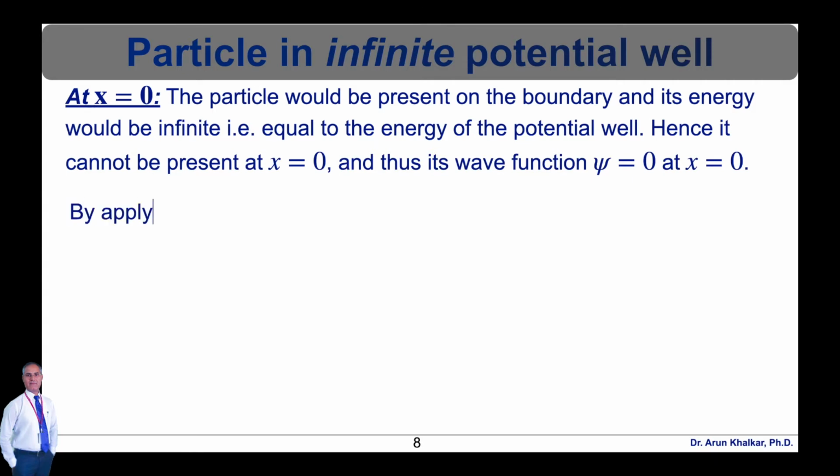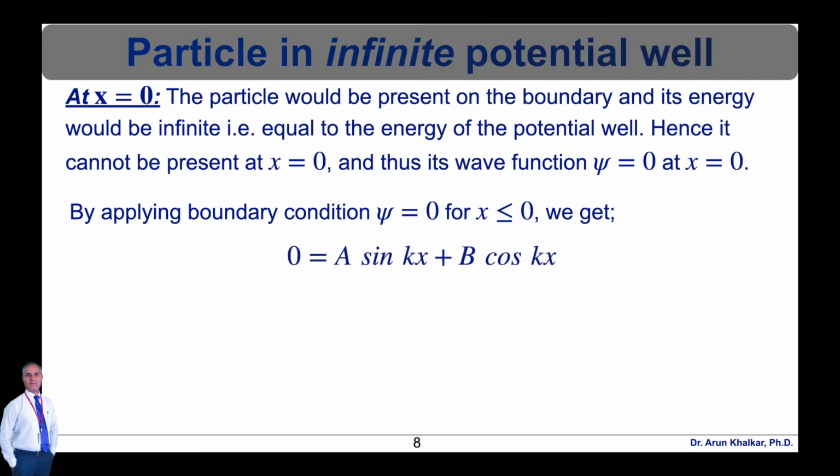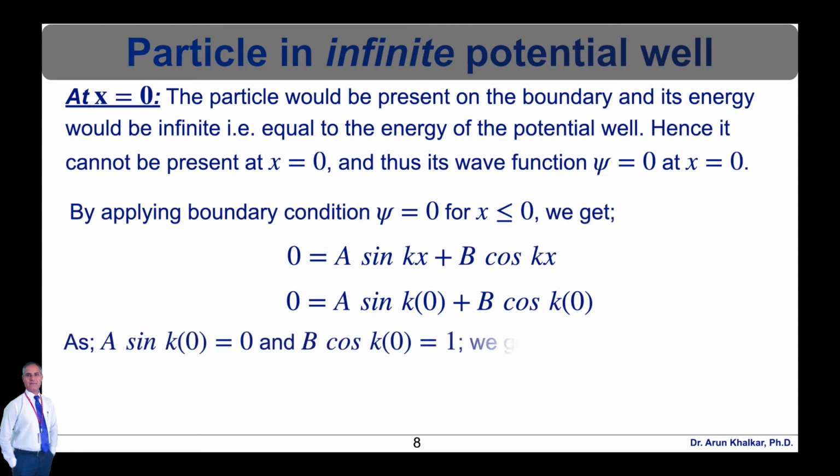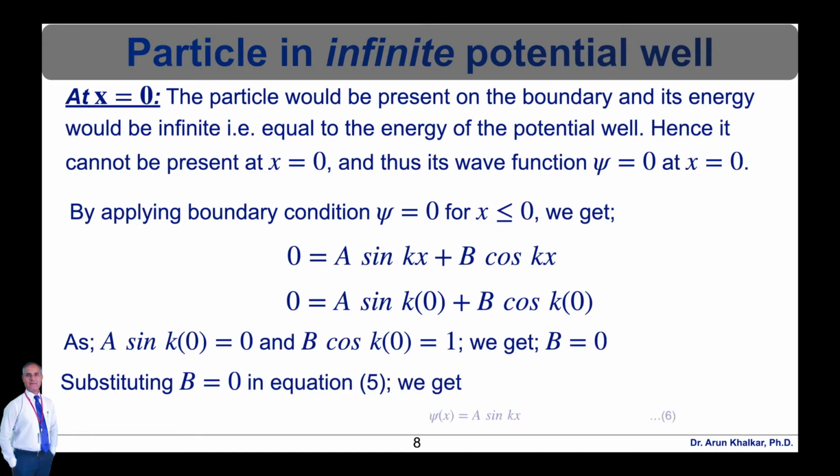Therefore, by applying boundary conditions psi is equal to 0 for x less than or equal to 0, we can get 0 is equal to capital A into sine of kx plus capital B into cos of kx. Putting the value x is equal to 0, 0 is equal to capital A into sine of k of 0 plus capital B cos of k of 0. As A sine of k of 0 is equal to 0 and B cos of k of 0 is equal to B, we get B is equal to 0. Therefore, substituting capital B is equal to 0 in equation number 5, we get psi of x is equal to capital A into sine of kx. Let's say this is equation number 6.